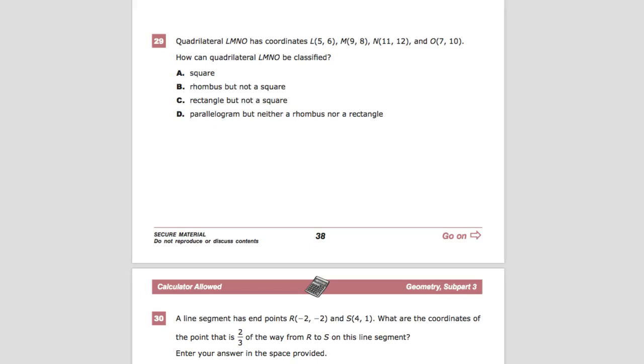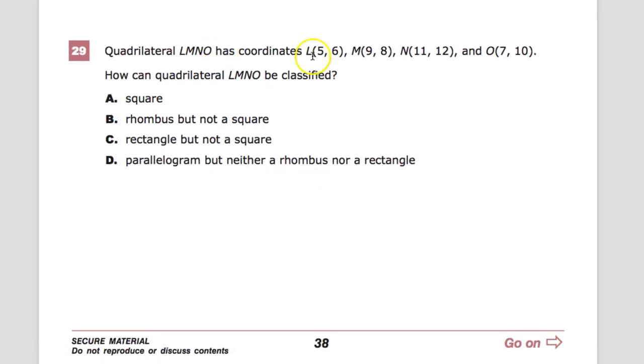All right, this is question number 29 for the TNReady practice test. I'm trying to make this so it'll fit nicely in there for you. There you go. For geometry: the quadrilateral LMNO has coordinates of (5, 6), (9, 8), (11, 12), and (7, 10).